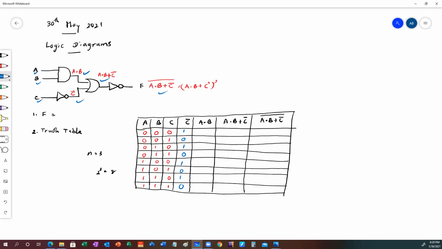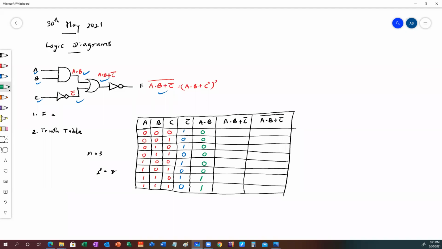Right, then you get A and B. A and B, these two have to be ANDed. So in that case you get A and B. In green I will have 0 and 0, 0; 0 and 0, 0; 0 and 1, 0; 0 and 1, 0; 1 and 0, 0; 1 and 0, 0; 1 and 1, 1; 1 and 1, 1. Right. Then A and B, and then you have to do ORing with C bar.